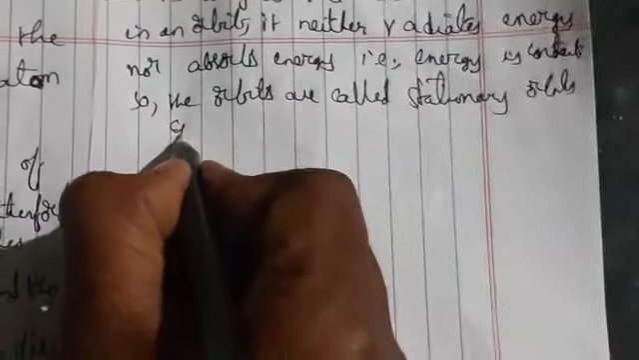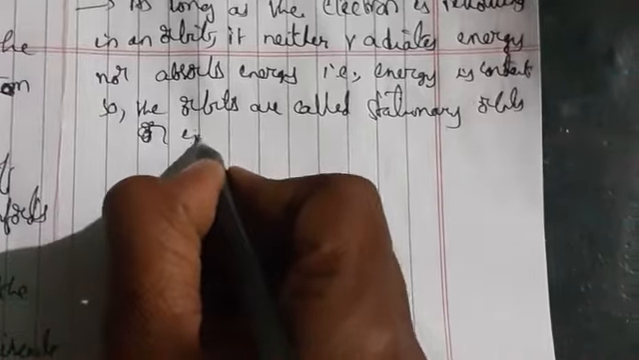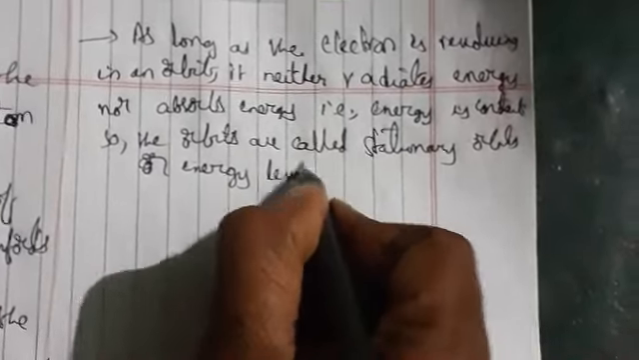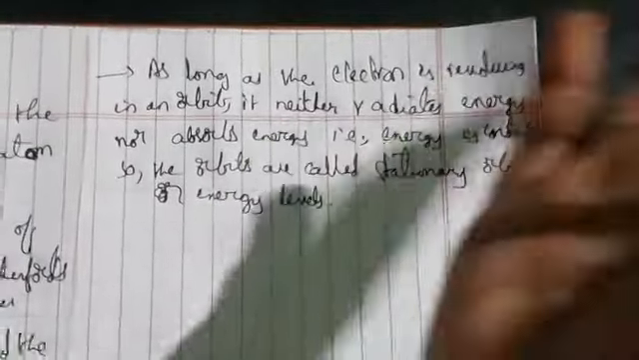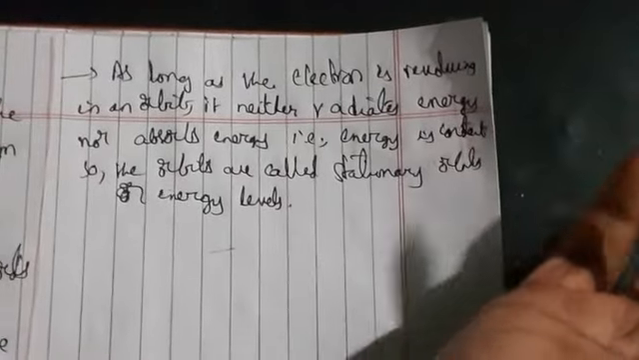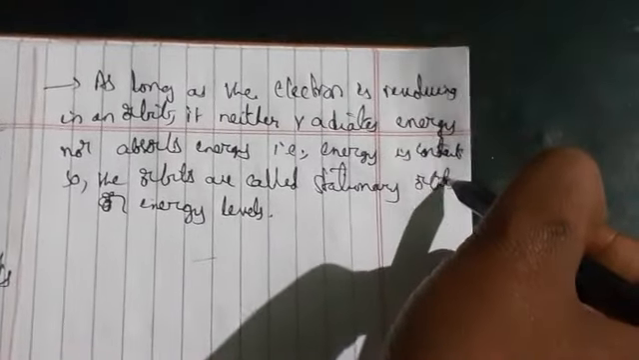And we can say energy levels. Stationary orbits are stationary energy levels. Whenever the electron is revolving continuously here, it cannot radiate energy and also it cannot absorb energy. So automatically the energy will become constant. That's why we are calling them stationary orbits or stationary energy levels. What is stationary? Stationary means constant, which will be in a constant position. That one we call stationary.